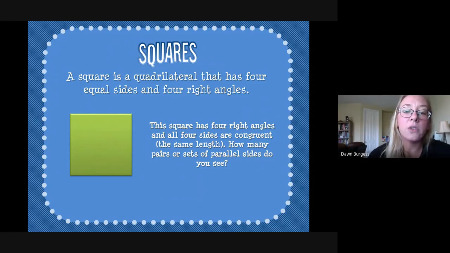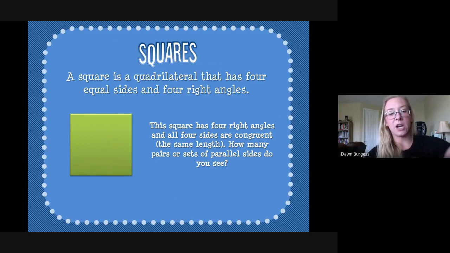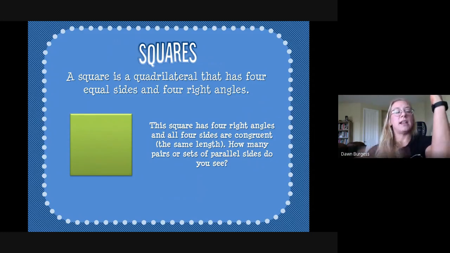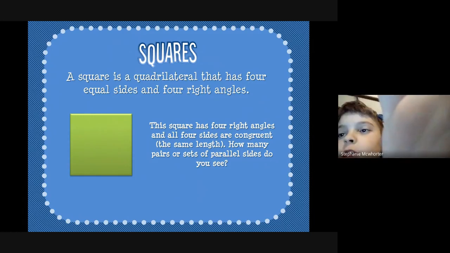How many pairs or sets of parallel sides do you see? So how many sets of parallel lines are there in a square? You guys can unmute yourselves. 4. So you see 4 congruent lines. Okay, I agree because it's a quadrilateral, right? So it has 4 congruent lines. But I see 2 parallel sides, right? Because remember, you need 2 lines for it to be parallel. So I see top is parallel to bottom, right? And this side is parallel to this side. So we have 2 sets of parallel lines. Does that make sense? Yeah. Good.